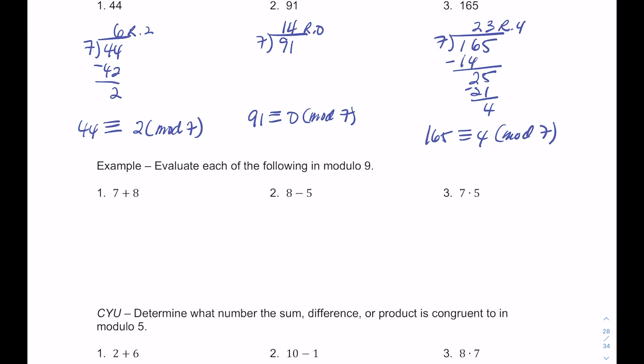So 7 plus 8 is, here we're looking for the numbers 0 to 8, okay? And 7 plus 8 does not give us a number between 0 and 8. It gives us 15, right?